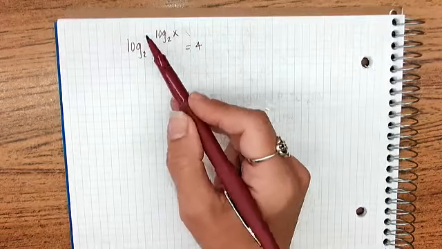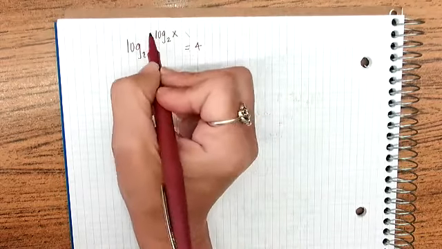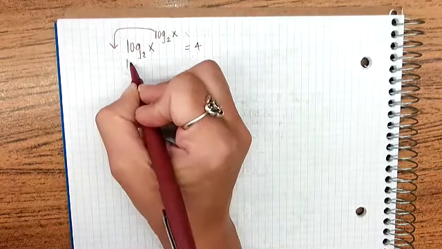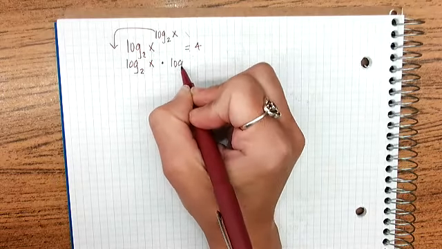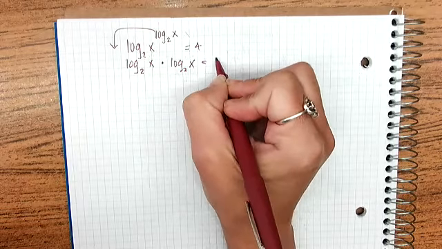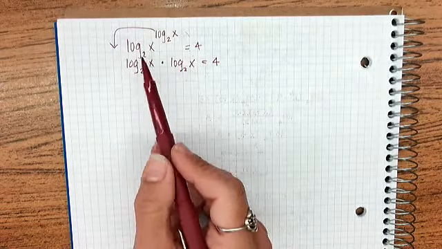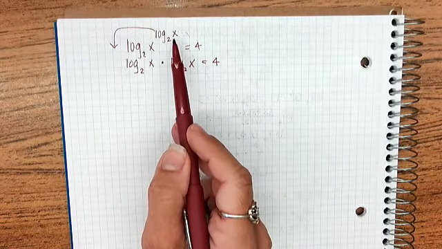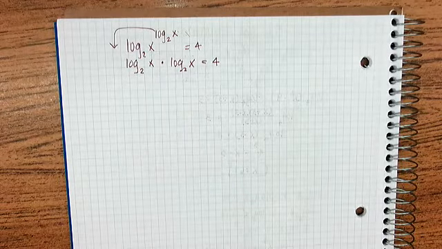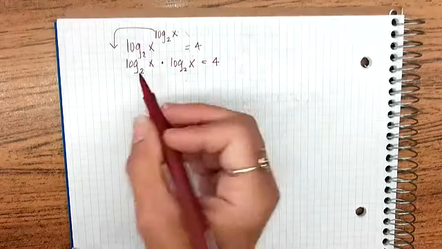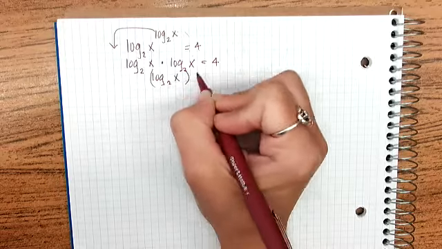What I'm going to do is use the power property, so bring this down in front. So this is going to become the log base 2 of x times the log base 2 of x equals 4. So I brought the exponent down and it just happens to be the same as the base. So the log base 2 of x is an exponent, as well as the log base 2 of x is a base. So this really is the same thing as the log base 2 of x quantity squared.